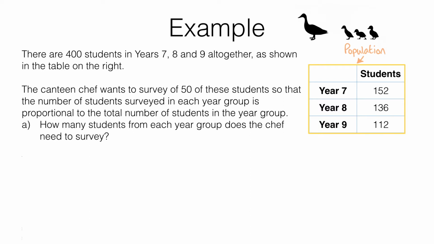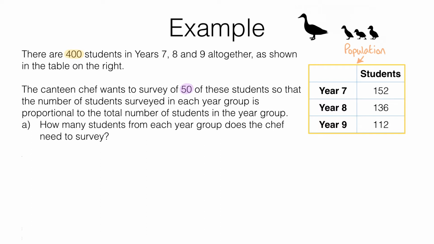So let's focus on the important bits. The chef wants to survey 50 students out of 400 altogether. Now that might be because it would take too long to survey all 400, so he thinks 50 is a good enough sample to choose to get an idea of what all of the students think.